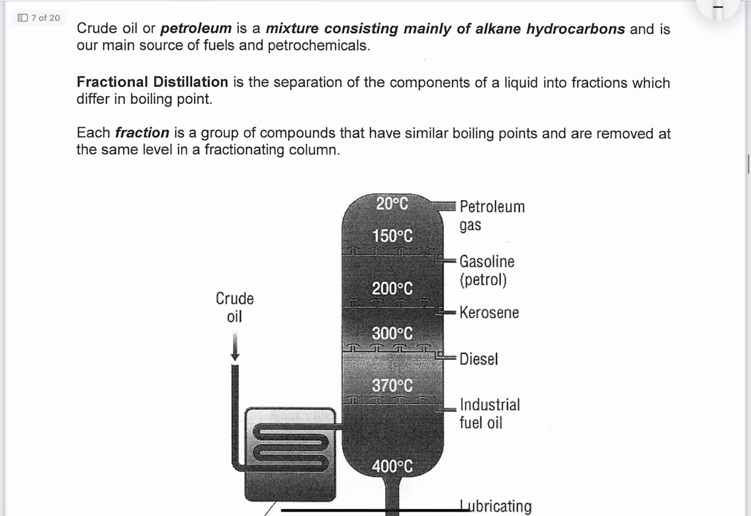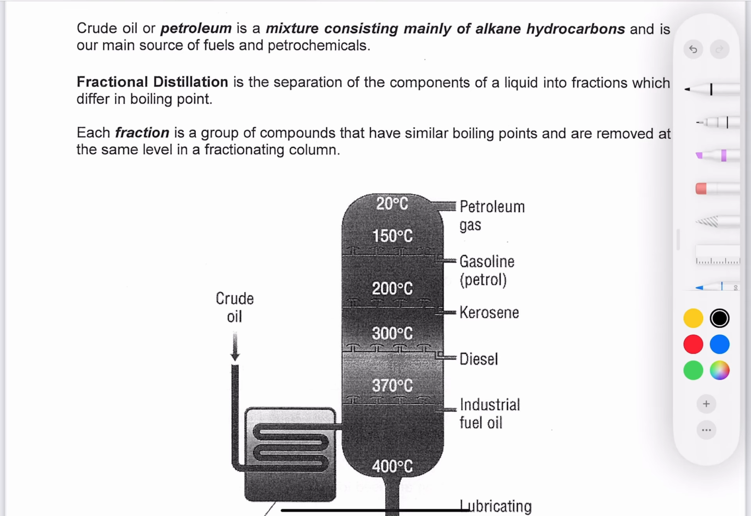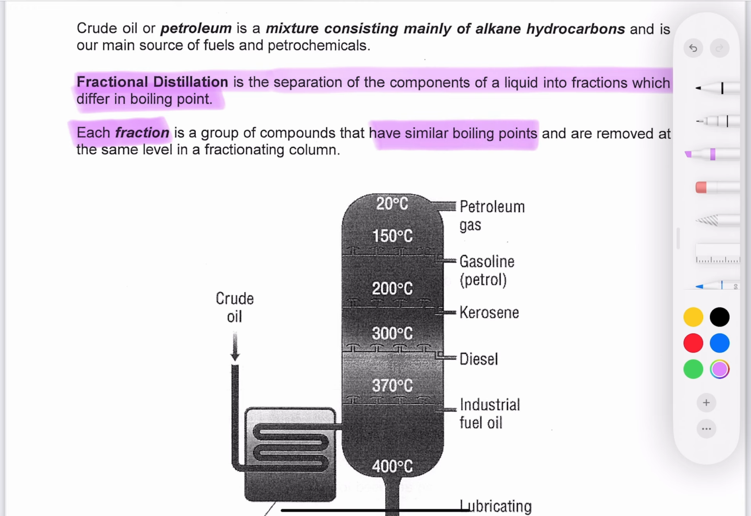Fractional distillation is the separation of the liquid fractions which differ in their boiling point. So let's just highlight that because that's quite an important factor. So they differ in boiling point. Each fraction has a similar boiling point and is removed at the same level in the fractionating column.